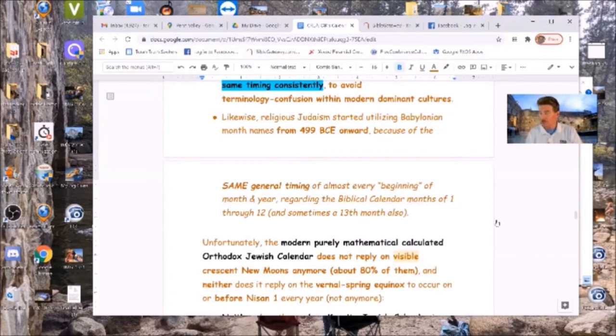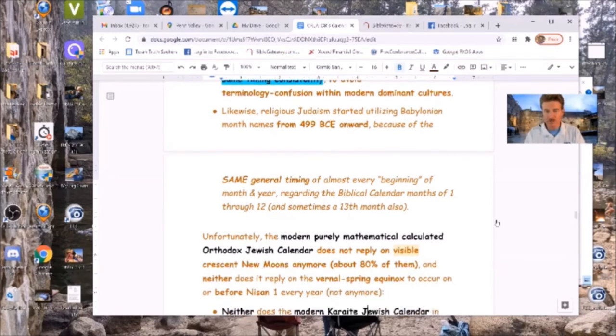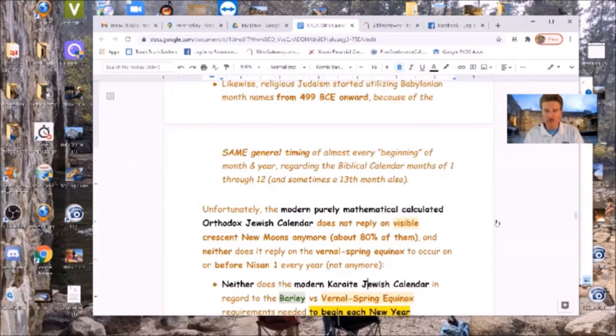as not found in the Mishnah. Of course, they weren't in the Mishnah. I can prove that, but again, I don't want to go off on a deer trail here. And neither does the modern Orthodox Jewish calendar rely on the vernal spring equinox to occur on or before Nisan 1 every year. Again, not anymore. It used to, especially during the time of the Second Temple, while it was still standing.